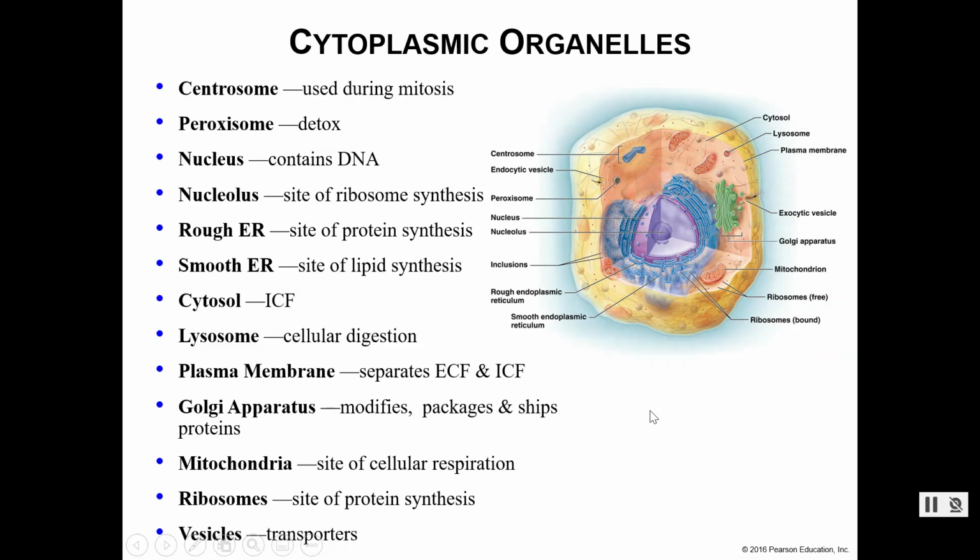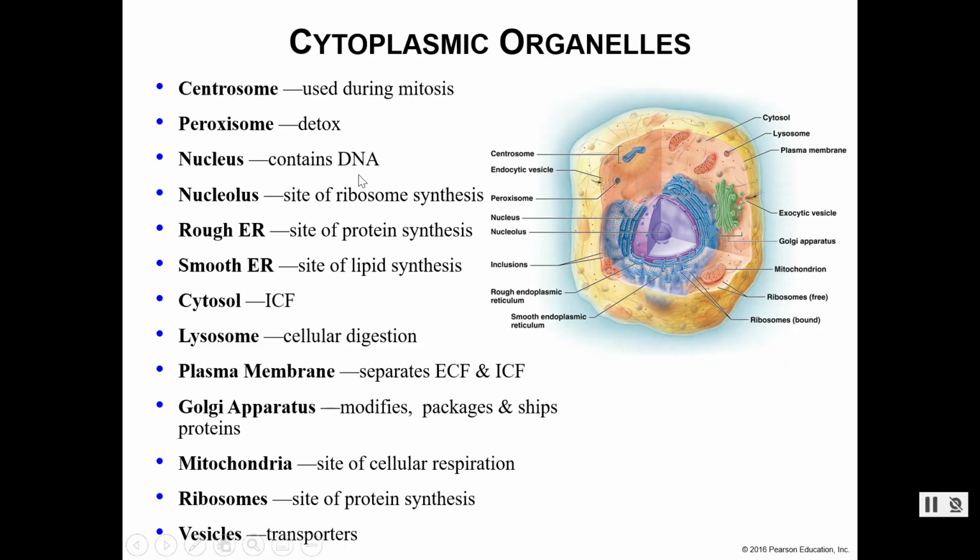Okay, so the rest of our organelles that we need to be familiar with. Your centrosome, this little contraption up here, is composed of centrioles. This is used during mitosis, also known as cell division. When we go to take this one cell and turn it into two cells, your centrosomes are what help pull those two cells apart.